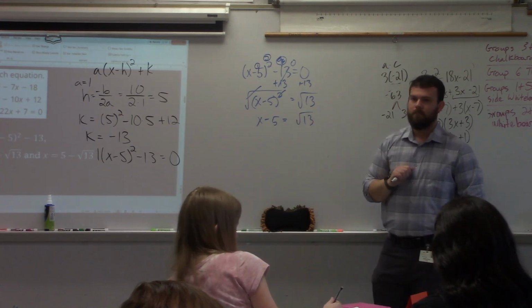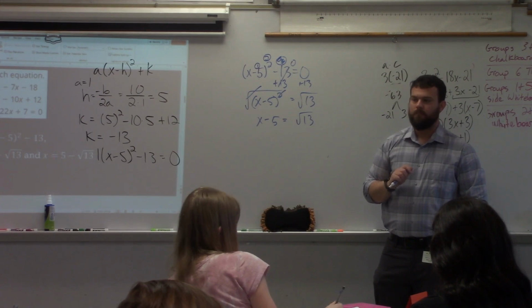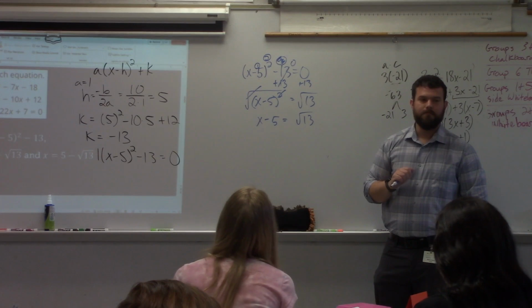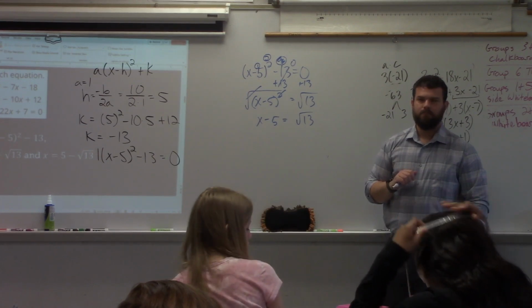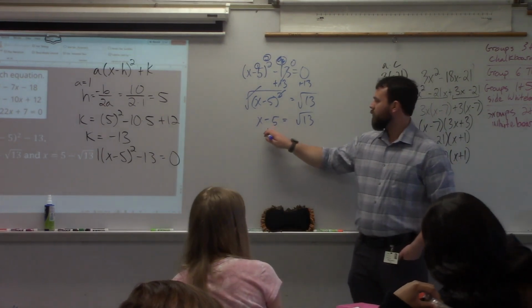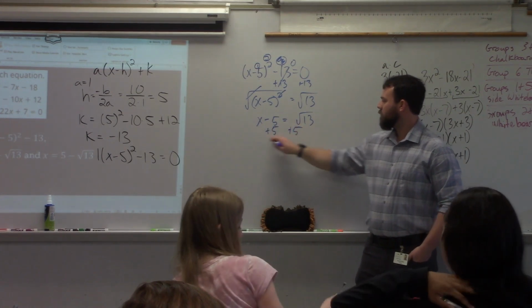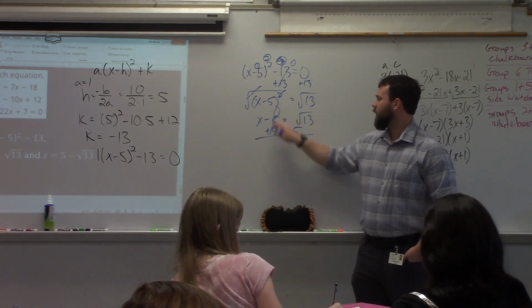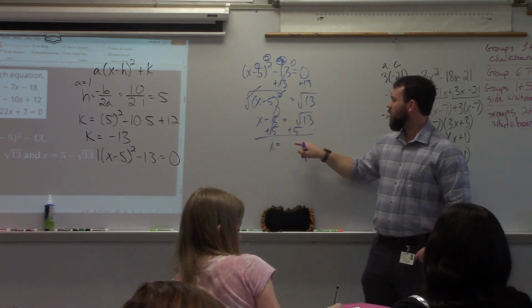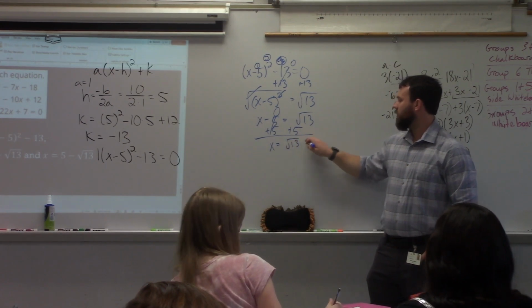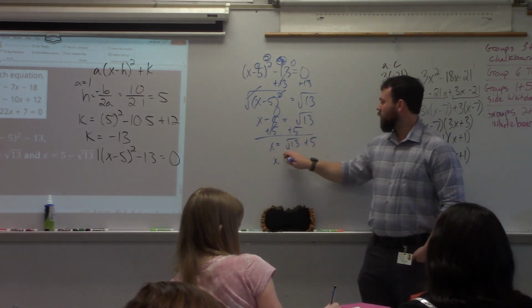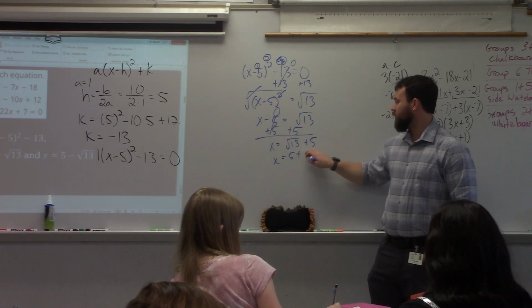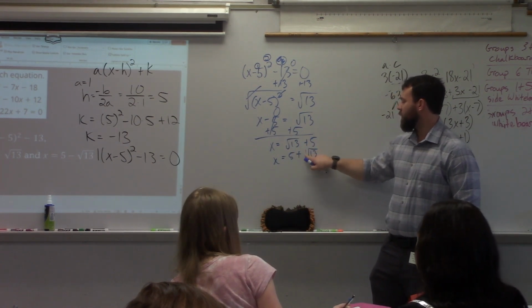Okay. We good? Ready to move on? Alright. What am I doing now? We add 5 on both sides. Okay. So when I do that, I can write that as the square root of 13 plus 5, or it would be the same thing as 5 plus square root of 13. Those are literally the same answers.